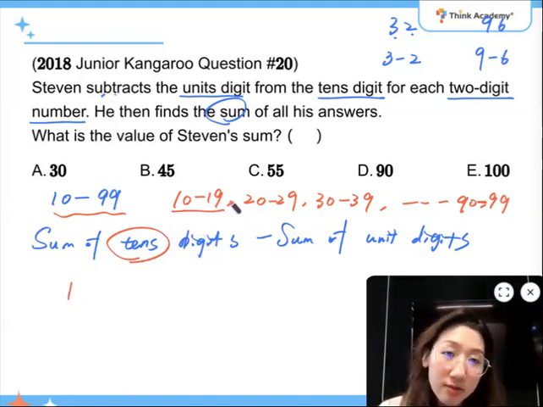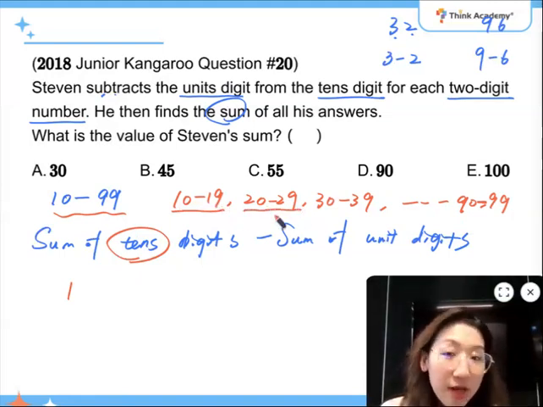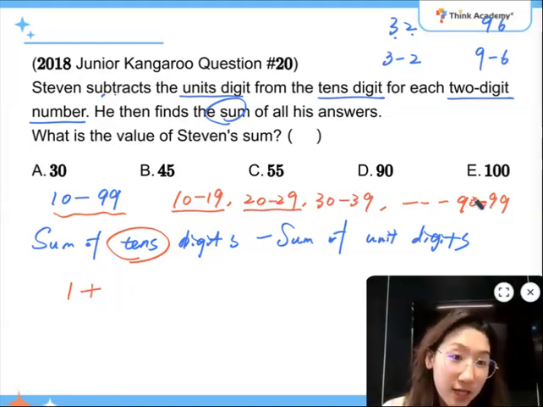How many 1s are there? There are 10, as there are 10 numbers here. And in this group, all of the tens digits are 2. How many 2s are there? There are 10 as well. So for each group, there are 10 numbers.